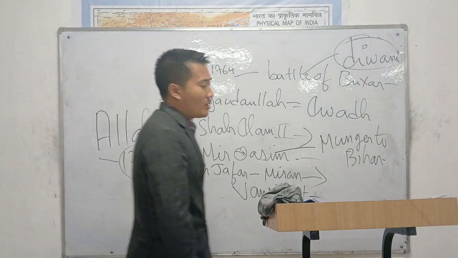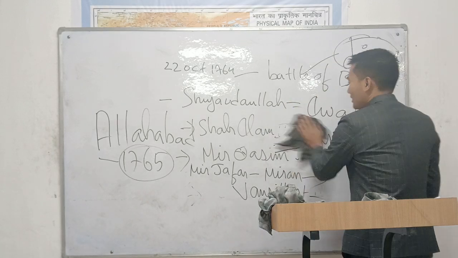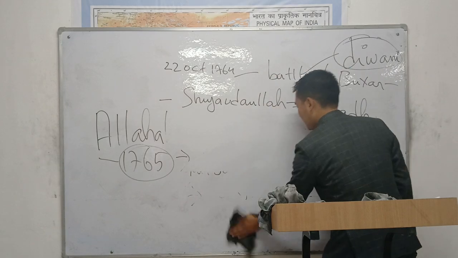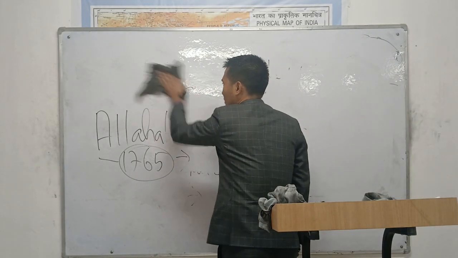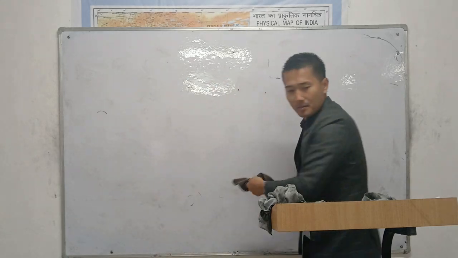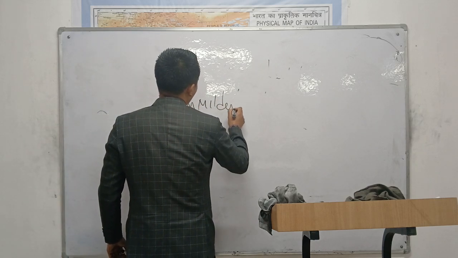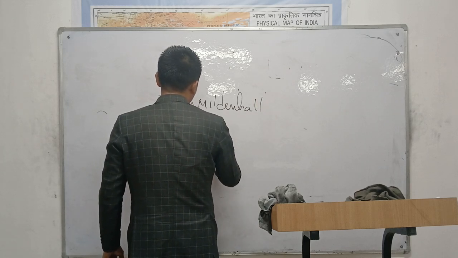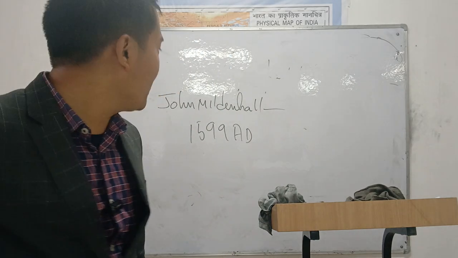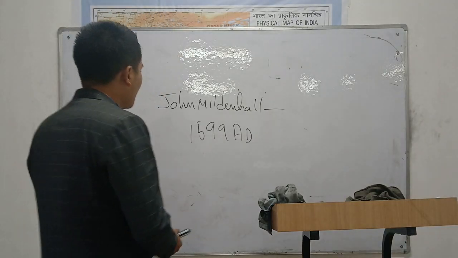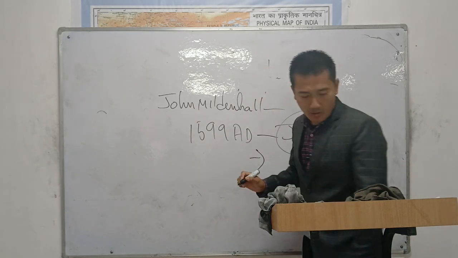Now let's see, who is the first British man to land in India in the modern period? John Mildenhall, 1599. Some bullet points are expected in the prelims as well as in the mains, so you can expect John Mildenhall. John Mildenhall, 1599 AD. The first Englishman to come to India is John Mildenhall in the year 1599. James I. Okay, please write it down.